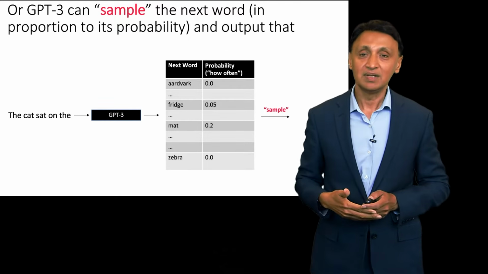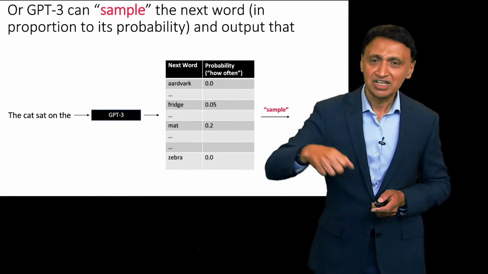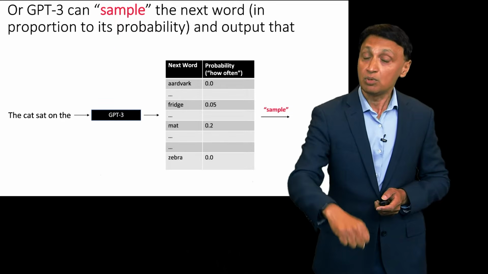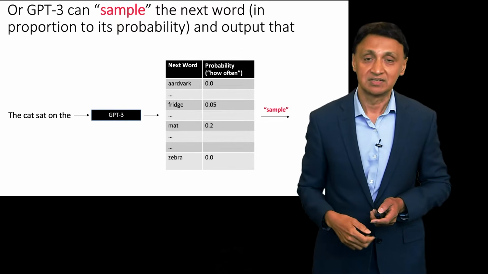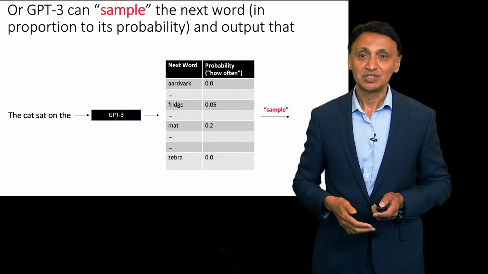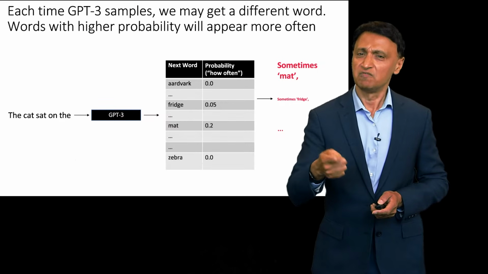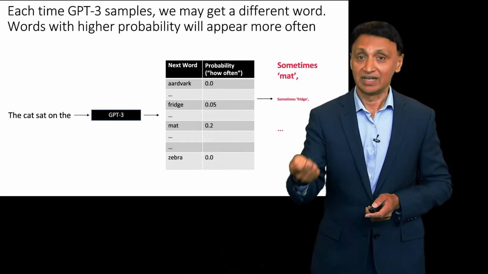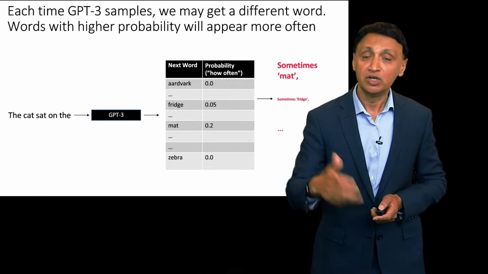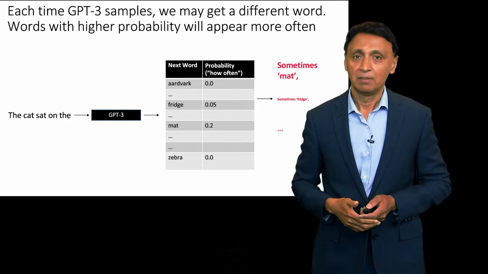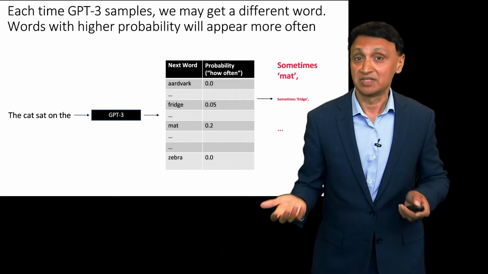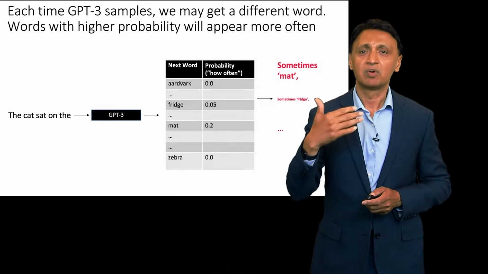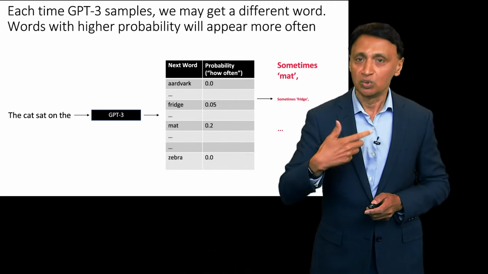Because these numbers are probabilities, you can sort of imagine reaching into the table and pulling a word out from this table, and whether you pull out a word or not depends on how probable it is. And that's what I mean by sampling. So clearly, if you do this, words which are very probable, as in this example, mat is 20% likely, and it's the most likely, it's probably going to appear when you do the sampling a lot of the time. But the word fridge is also going to appear some of the time, though not as often as mat. So the key idea here is that words with higher probability will appear more often when you do this sampling.